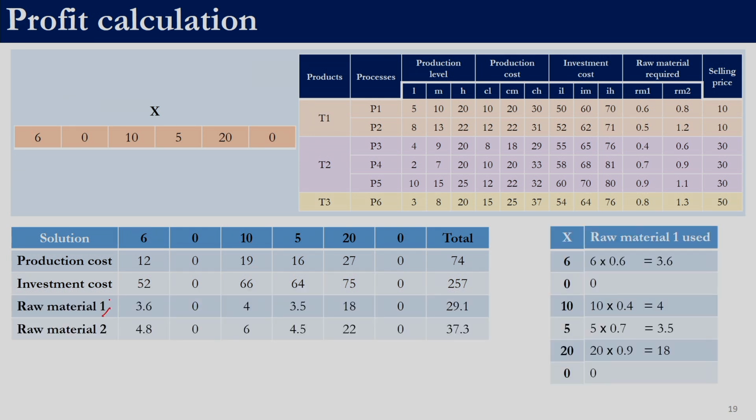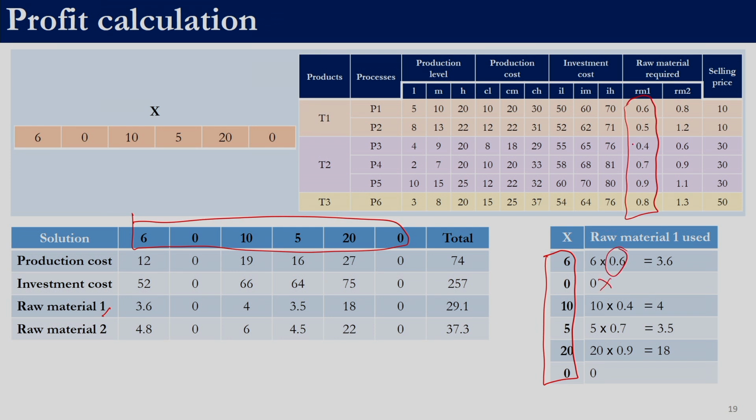So, for raw material 1 this vector we have directly written over here, and this is the raw material 1 that is required for each of the process. So, here it requires 0.6, here it requires 0 into 0.5, so this is 0, so 10 into 0.4, 5 into 0.7, 20 into 0.9 and 0.8 into 0. So, this is the raw material required for each process. So, 3.6, 0, 4, 3.5, 18, 0. So, the total raw material required is 29.1. Similarly, you can calculate for raw material 2, it should work out to be 37.3.